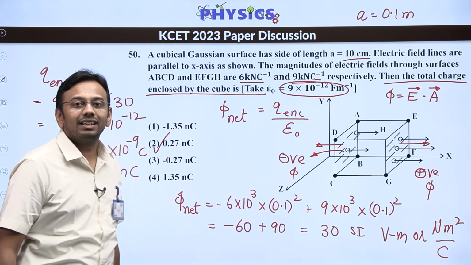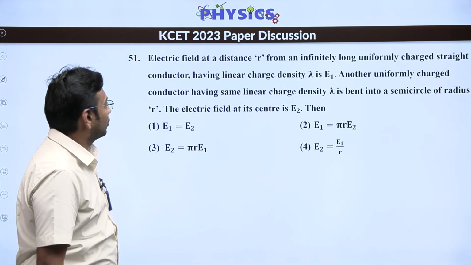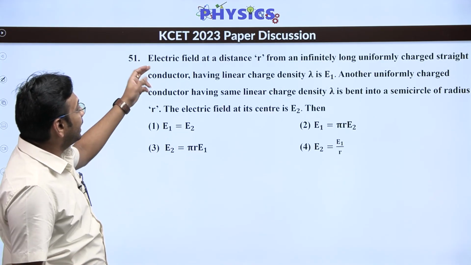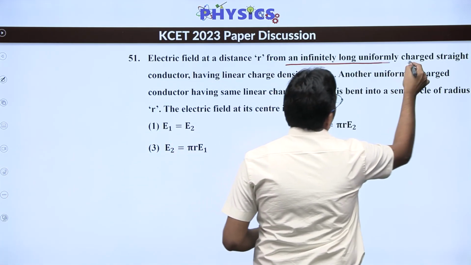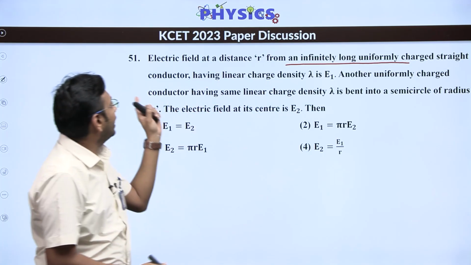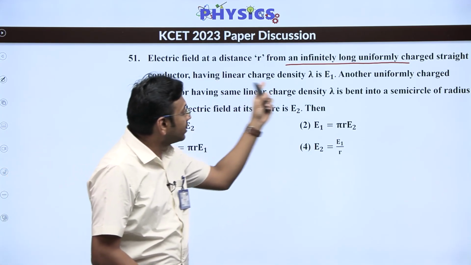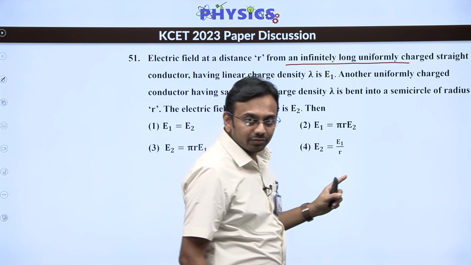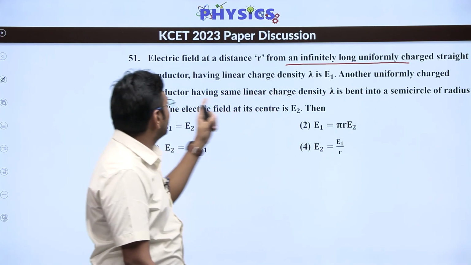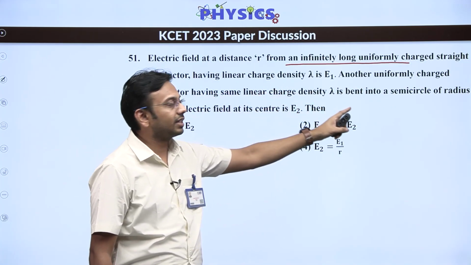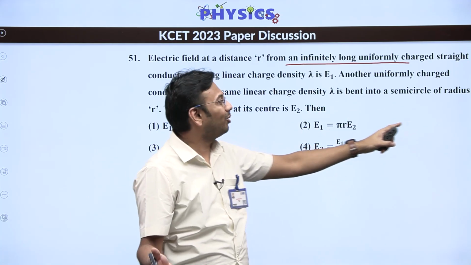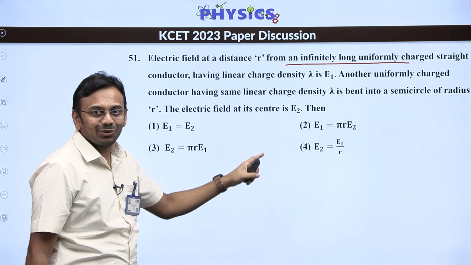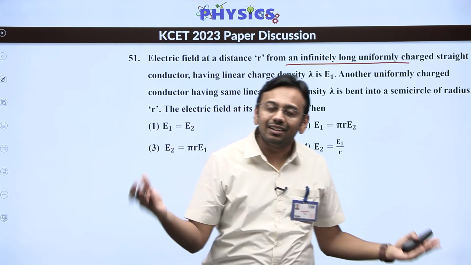Let's move ahead. Let's take the 51st question. Electric field at a distance r from an infinitely long uniformly charged straight conductor having charge density lambda is E1. And there is another uniformly charged conductor having the same linear charge density lambda. It is bent into a semicircle of radius r. So both of these are standard cases.